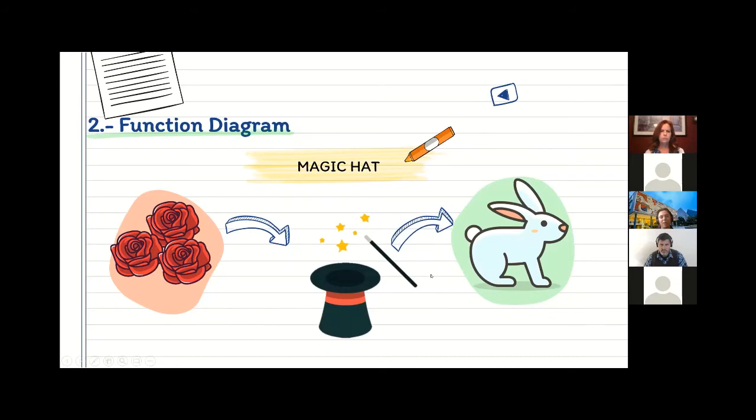And what we have here is that we are going to introduce ourselves into what happens inside the magic hat, because we as the audience only see the roses, and then we see the rabbit. But inside the magic hat is where the magic happens. So with this function diagram tool, what we are going to do is immerse ourselves into the magic hat so that we know how it works inside and which functions it creates here.